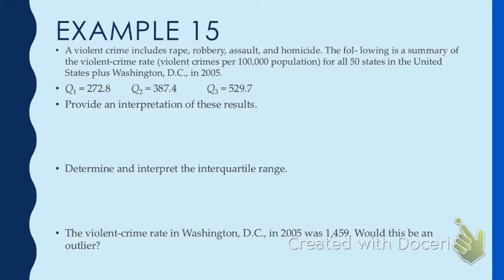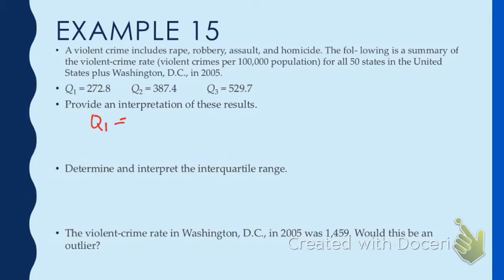Number 15. This one, it doesn't give us the original data. It just gives us the 3 quartiles. The first thing says, provide an interpretation of these results. So if I were to interpret the Q1, what would I say in the context of this problem? So this is a summary of the crime rate per 100,000 people for all 50 states.